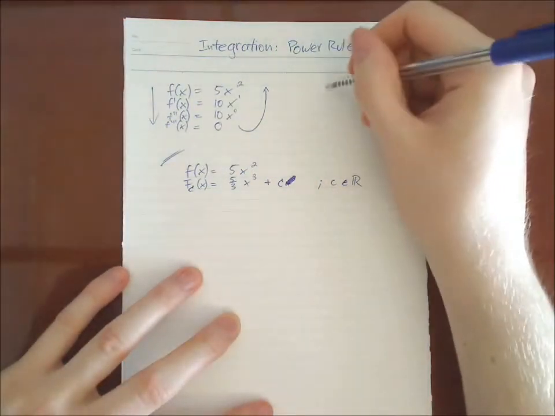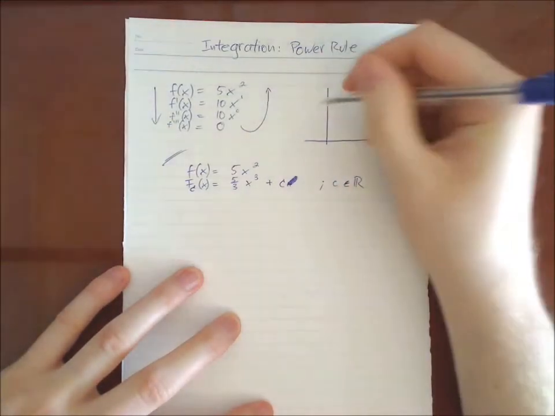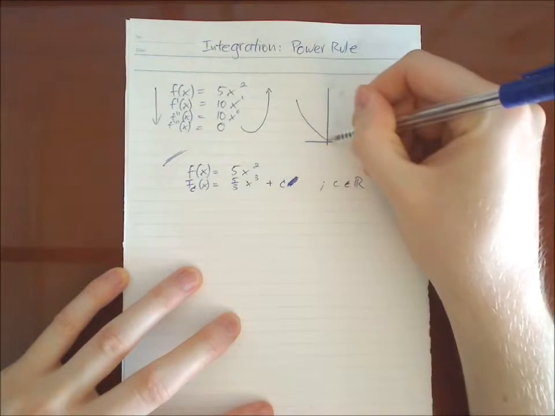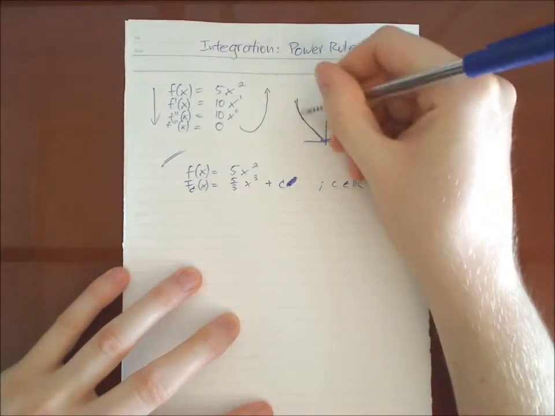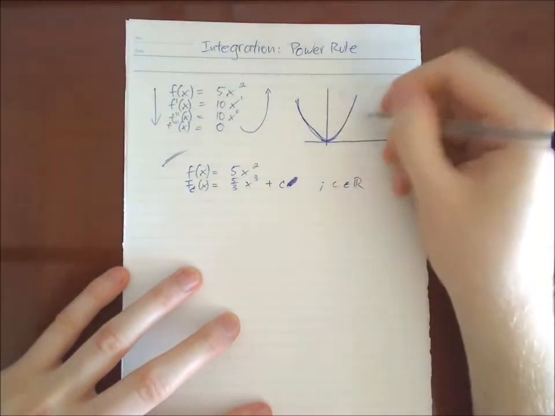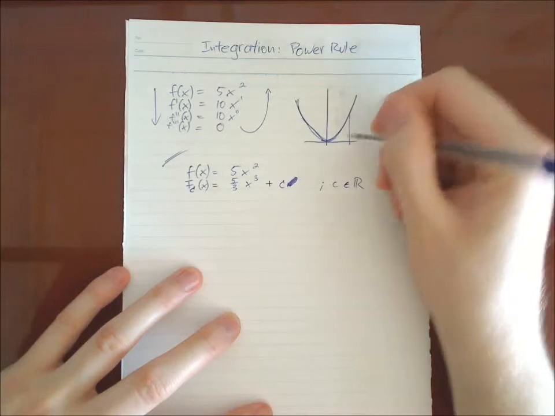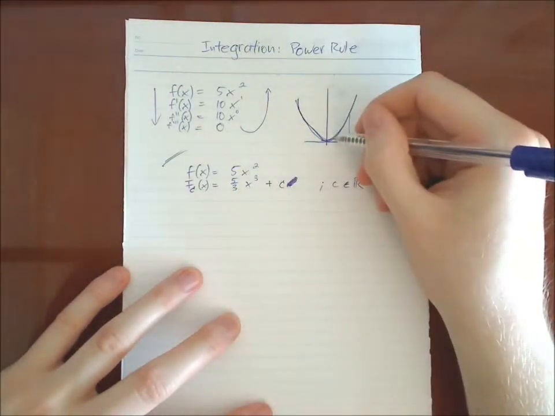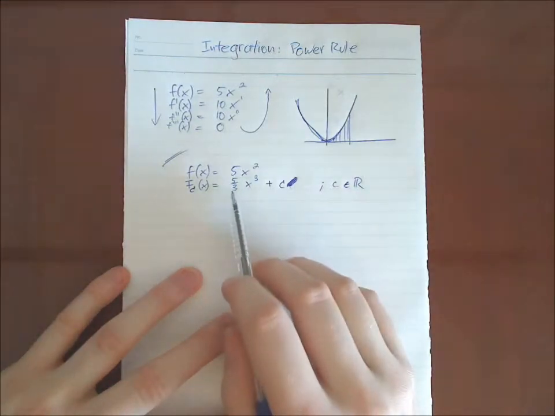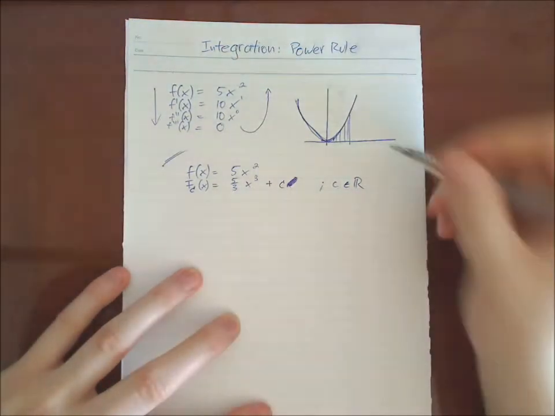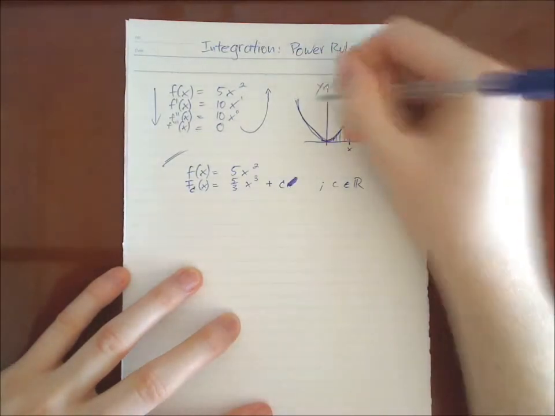So this is how it works, and what integration basically is. 5 times x to the power of 2, and we see it's probably not so clear, but something like this, a parabola. And what the integrated function tells us is about this area. So it tells us what the area actually is. And this is how it works.